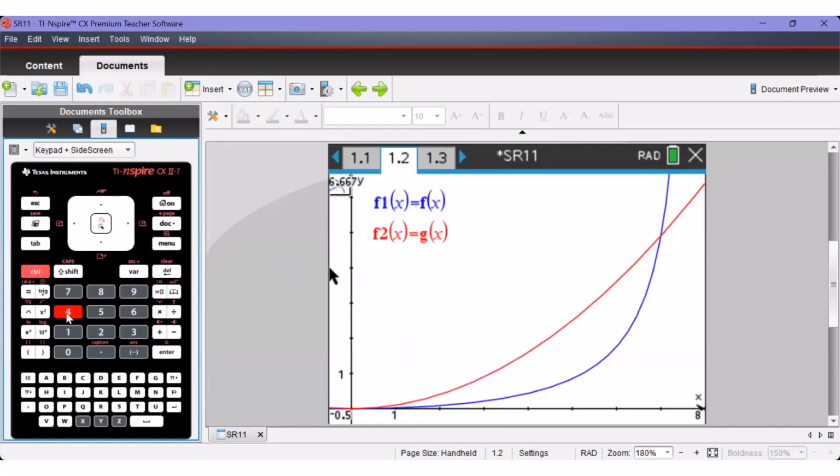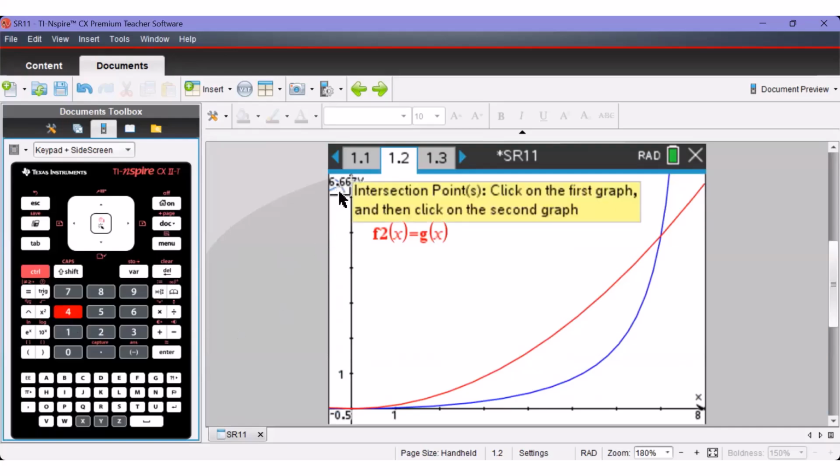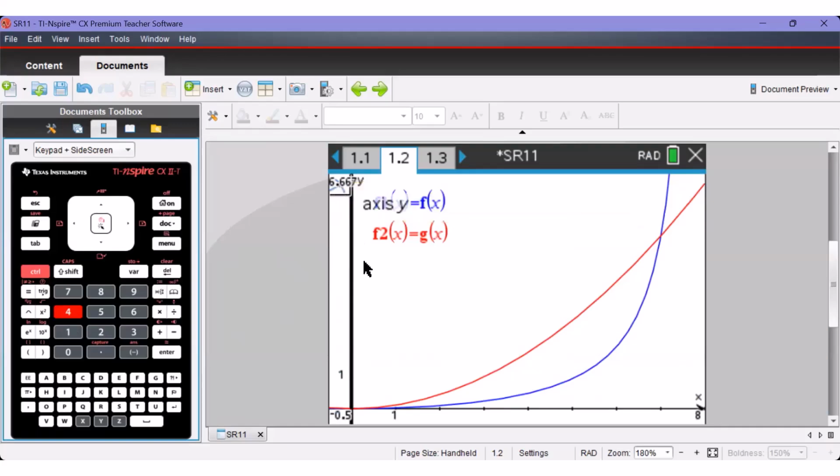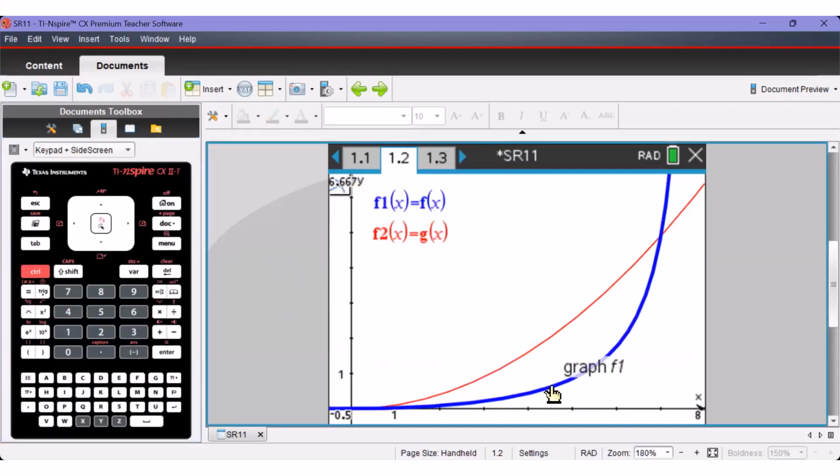Okay, and you can see up the top left-hand corner we have that intersection points icon, and it gives you some information. It says, click on the first graph and then click on the second graph. When we say click on the handheld, that means use the center of the navigation pad. So I'll make contact with the first graph, click on that. Then I'm going to make contact with the second graph and click on that.